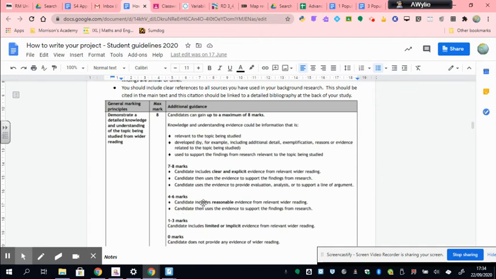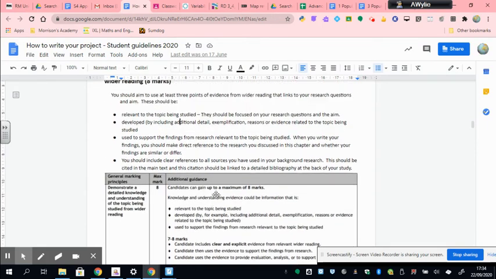You can have a look to see what you need to do to get the lower marks, but that's obviously what we're aiming to do. So what does that really translate into? That's where these 4 bullet points come in. Rather than read through them right now, what I want to do is show you practically what it should look like.